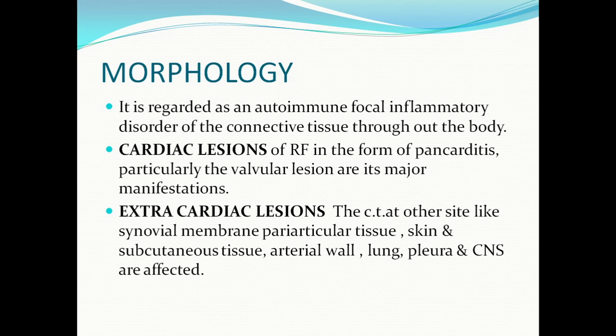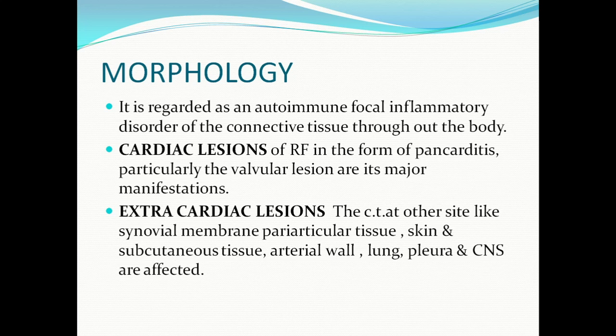you can see the lesions. So which type of lesions? There are two types of lesions: cardiac lesions and extracardiac lesions. Cardiac lesions of rheumatic fever are in the form of pancarditis, right? The major hallmark is pancarditis, and in pancarditis, the hallmark or specific characteristic lesion is the Aschoff body or Aschoff nodule, and it involves particularly the valvular regions as its major manifestation. And in the valves, the most commonly involved is the mitral valve, followed by the aortic valve.